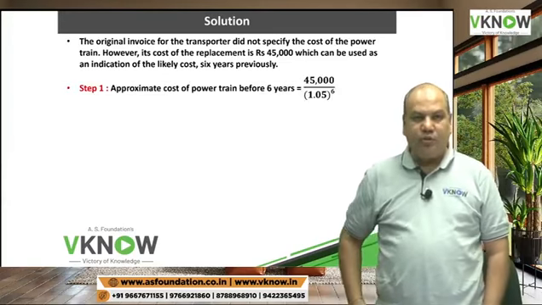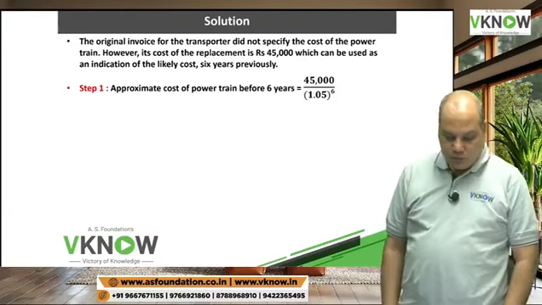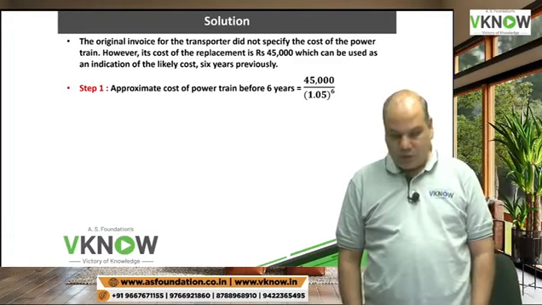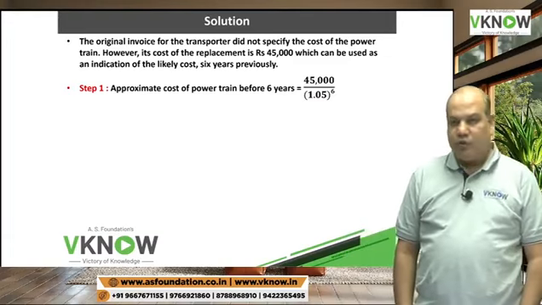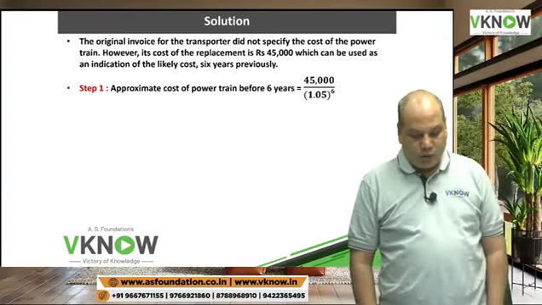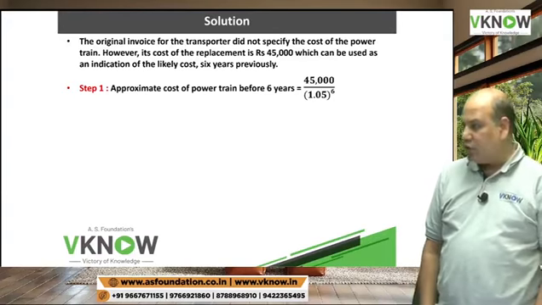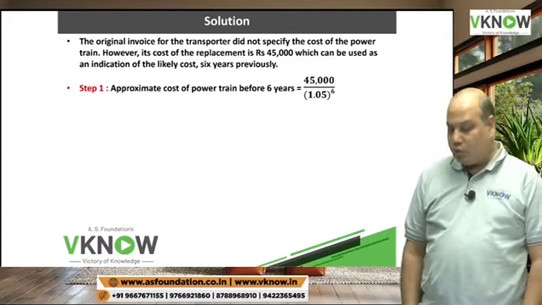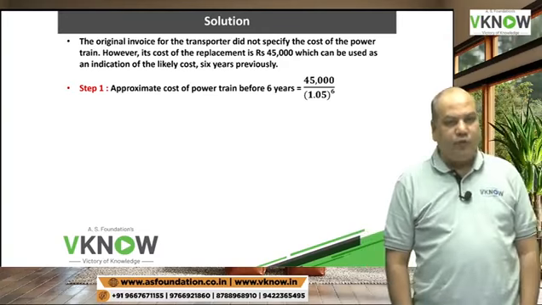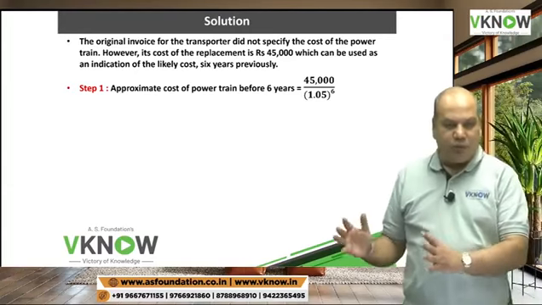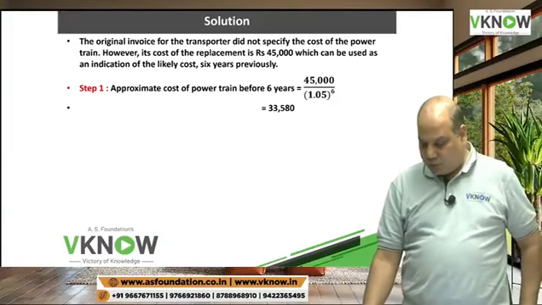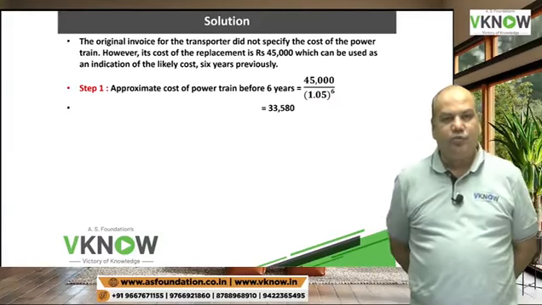So now write down step number 1. Step number 1 is approximate cost of power train 6 years ago. Approximate cost of power train 6 years ago is equal to 45,000 divided by 1.05 to the power 6. If this power train was purchased 6 years ago, what would have been the price? This is how the standard gives you the guidance.